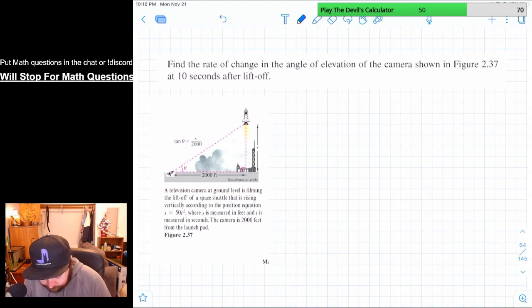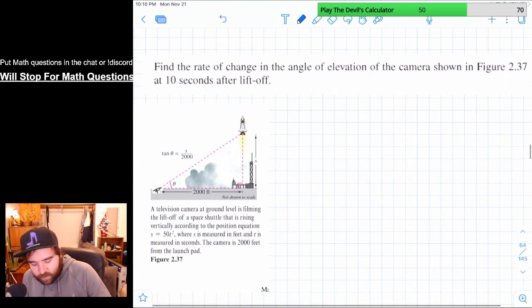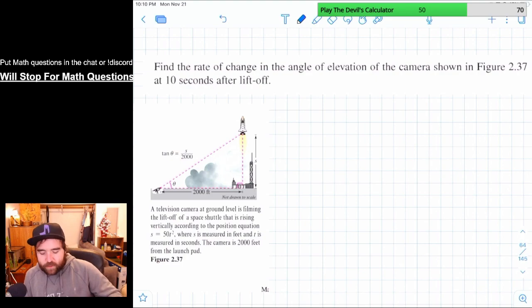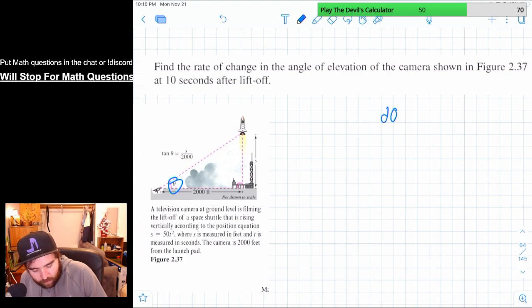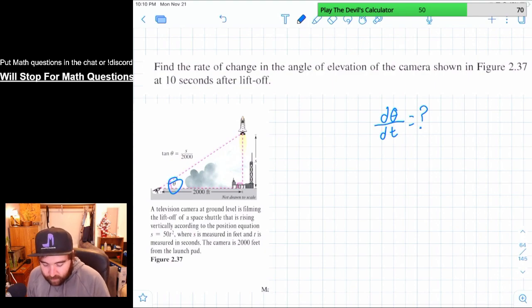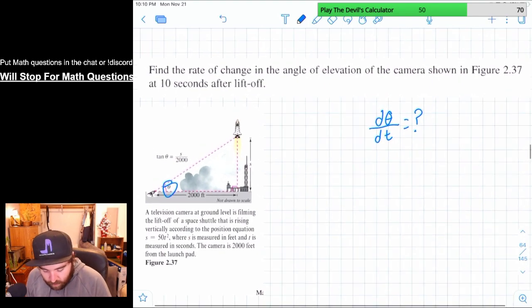They don't actually tell us anything in the question, which is annoying. But find the rate of change. Well, I guess they do. Find the rate of change in the angle of elevation of the camera. See how that's your theta. So we want to know how theta changes over time. That's what we want to know. That's a question mark. I'm also failing at writing t's right now. I want to put the curve at the bottom, not the top and the bottom.